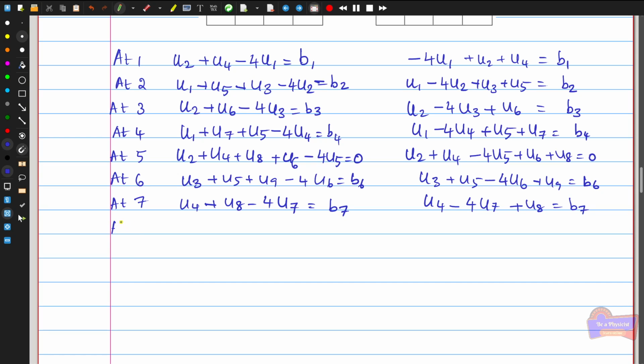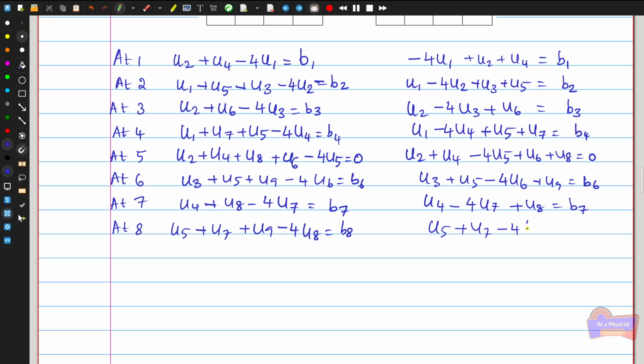At 8 we have u5 plus u7 plus u9 minus 4 times u8, which is equal to the boundary 8, or u5 plus u7 minus 4 times u8 plus u9, which is equal to boundary 8. And finally at 9 we have u6 plus u8 minus 4 u9, which is equal to the boundary 9. So I can write it as u6 plus u8 minus 4 times u9, which is equal to the boundary 9.